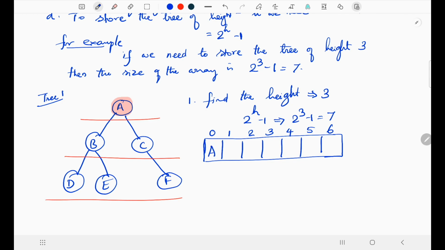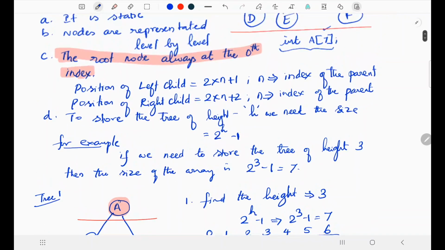Now where will be the B? So we need to find the position of B. B is the left child of A, right? What is the formula for left child? 2n plus 1.